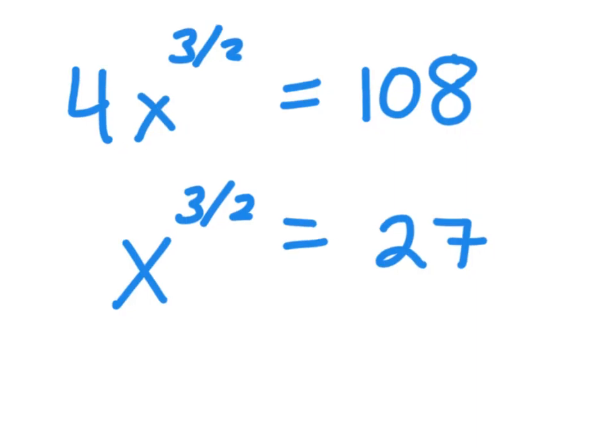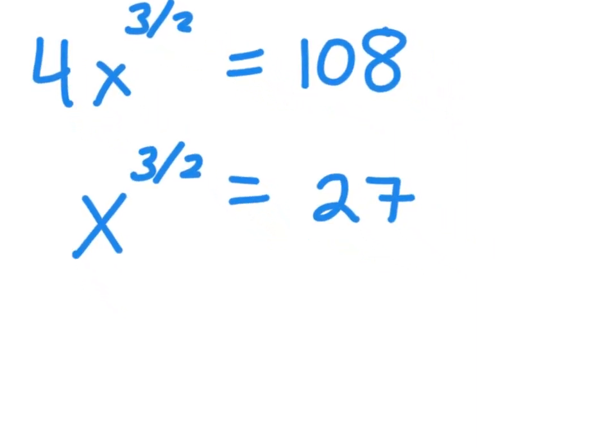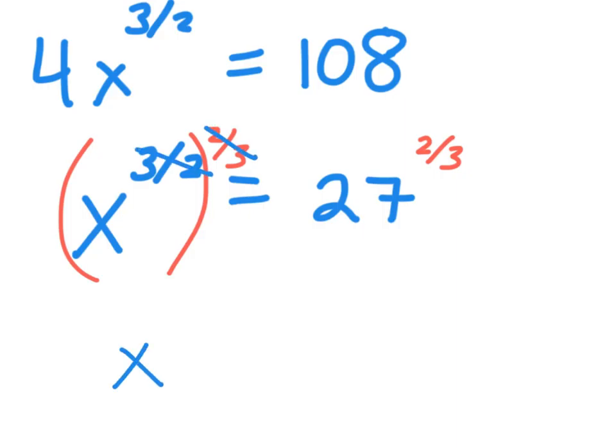Now what we have to do is the sneaky part. We need to take this whole thing and raise it to the reciprocal power. So not 3/2, but 2/3. So whatever I do to one side, I need to do to the other. So effectively, a power of a power here means these two exponents will multiply, and when they do multiply, they reduce to 1. So I'm left with x.